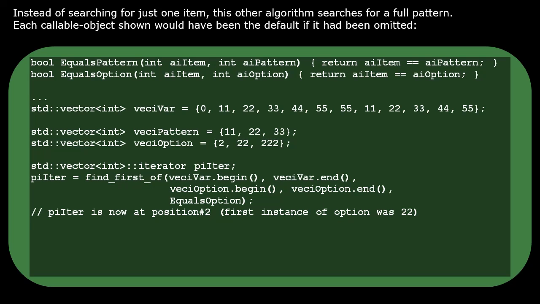Yet another form of search doesn't consider the second collection to be a potential pattern. Instead, this find first of algorithm considers it to be a set of options. Find first of returns an iterator for the first occurrence of either 2 or 22 or 222.